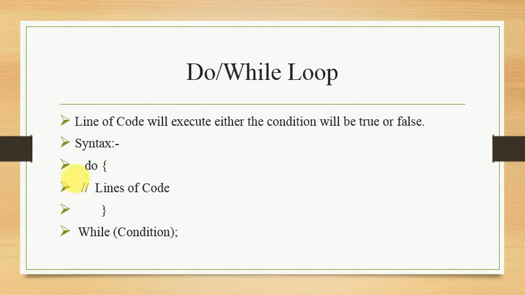This is the syntax of do while loop. Do, then use braces. Inside the braces we will write our lines of code, and after the braces we will write the while keyword and condition, and then the statement terminator.